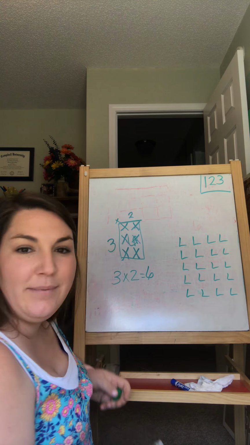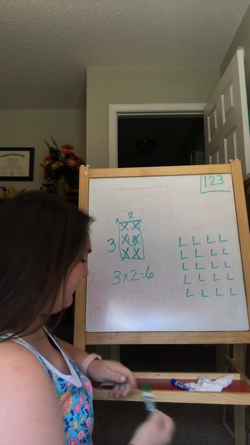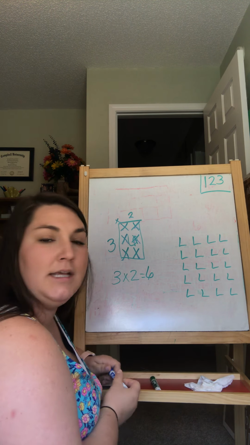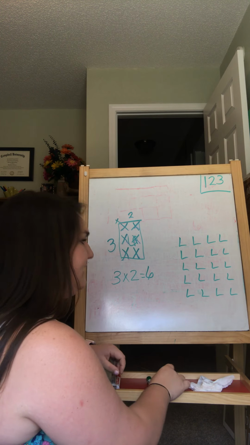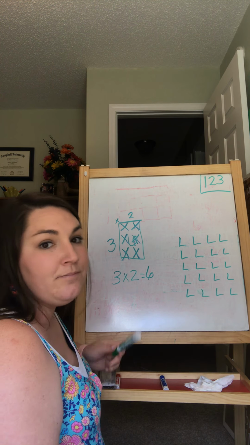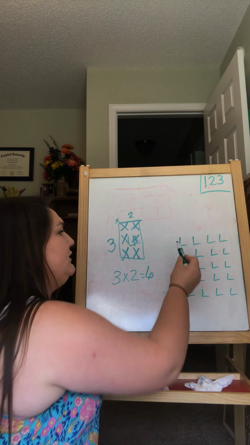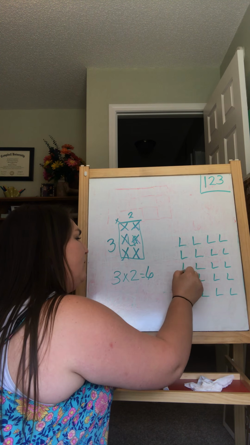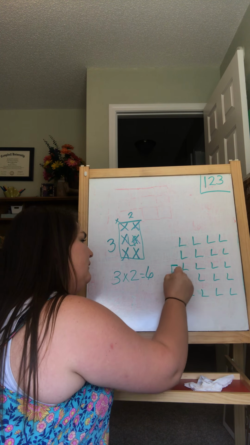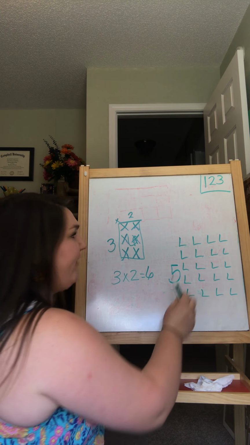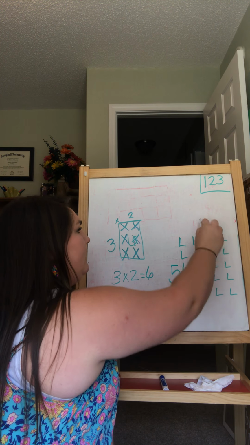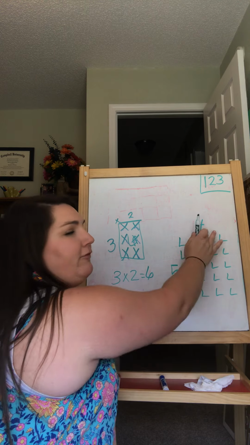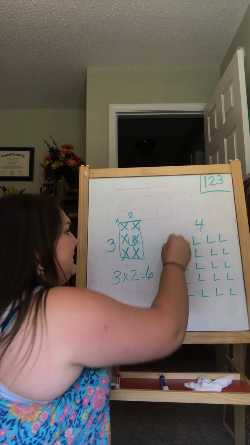Okay, could that be an array? Absolutely. All I did was use L's. So let's count and see how many L's are in this array. I don't want you to count each one. All you have to do is count my rows. I've got 1, 2, 3, 4, 5 rows. I have a 5 by 1, 2, 3, 4. I have a 5 by 4 array, which is the same thing.